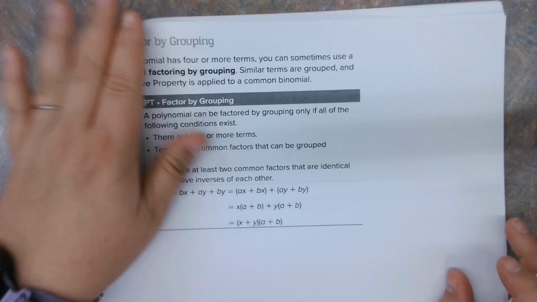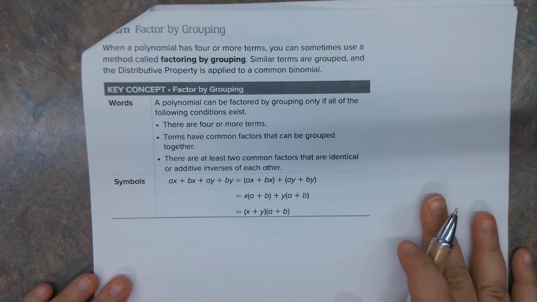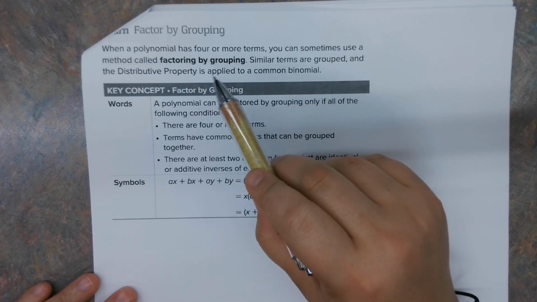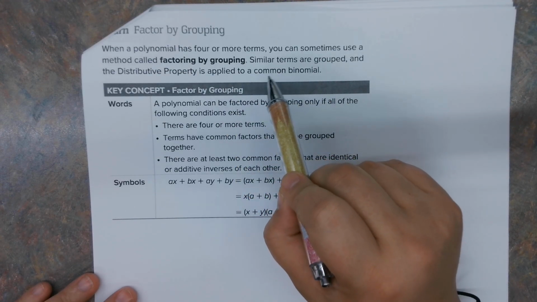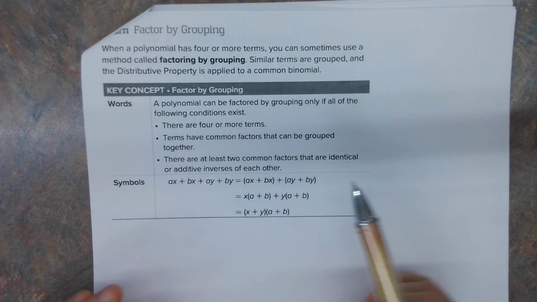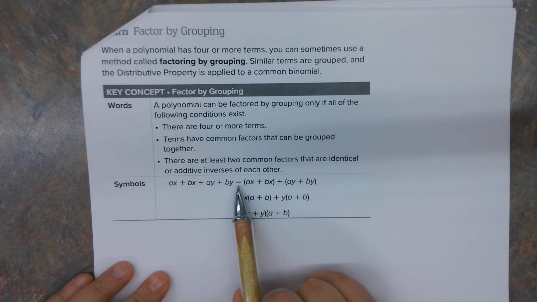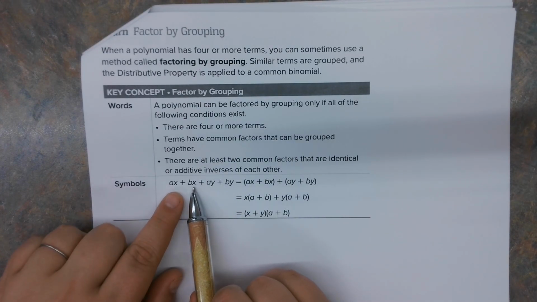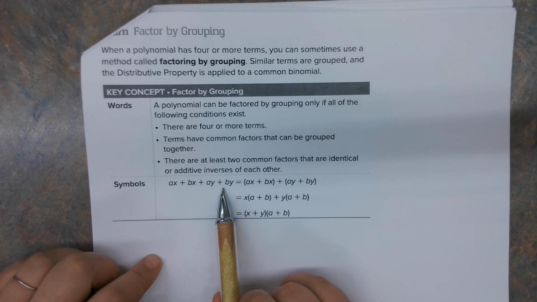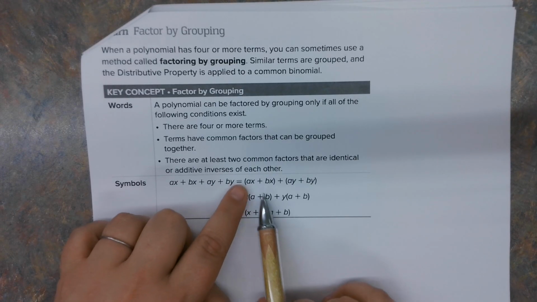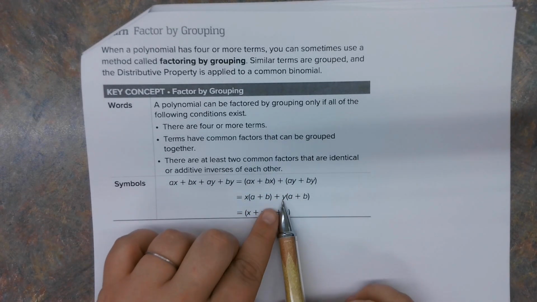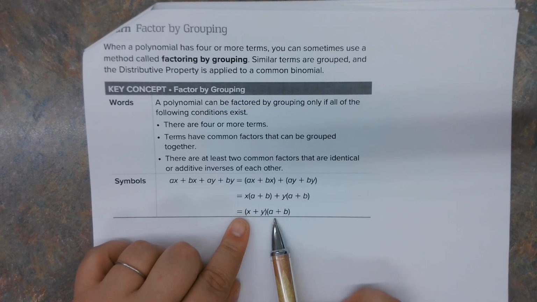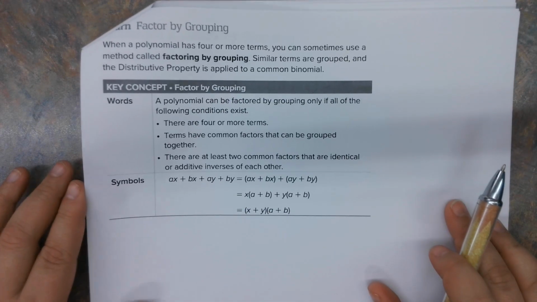Okay. Now we're going to do something called factoring by grouping. When a polynomial has 4 or more terms, you can sometimes use a method called factoring by grouping, where we're going to put similar terms together. So if I look here, if I have ax and bx, oh look, they both share an x. Ay, by, oh look, they both share a y. So we would pull that out of each of those and stick those two together and have the ones that are the same left over on the inside. Okay, let's try it.